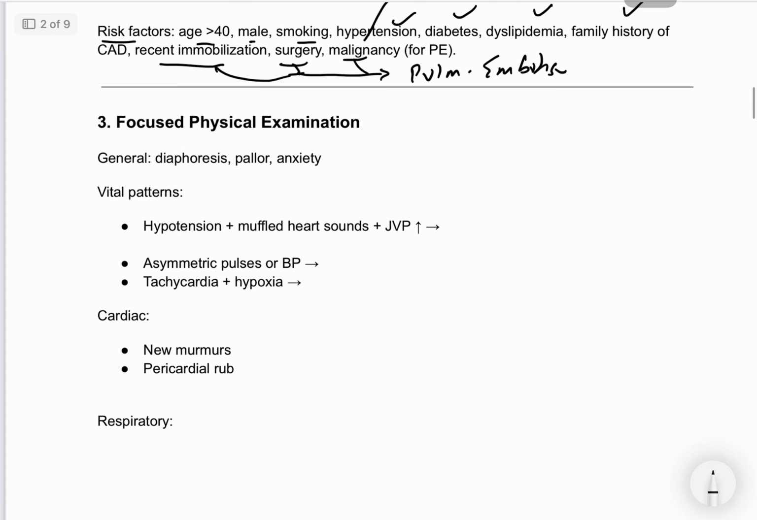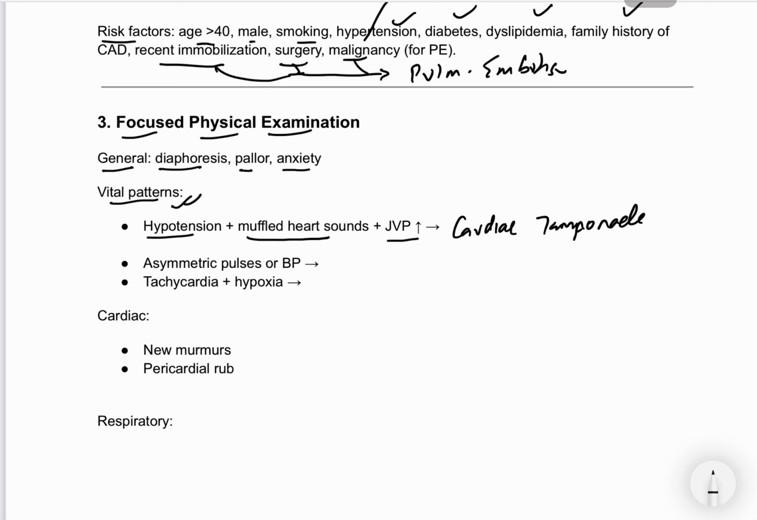And how to take the focused physical examination, how to examine the patient. In general examination, we look for diaphoresis, pallor, anxiety. In vital signs, this is most important. If we can think about this pattern, then our diagnosis will be easier. If there is hypotension, muffled heart sound, and increased JVP, then it can be due to cardiac tamponade.